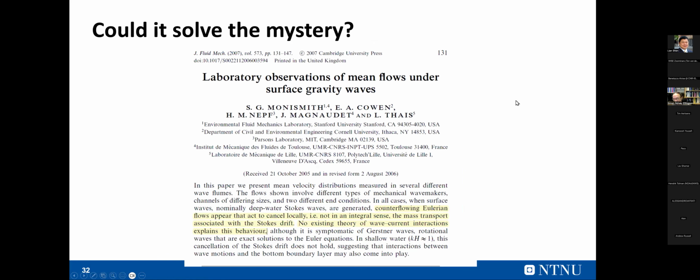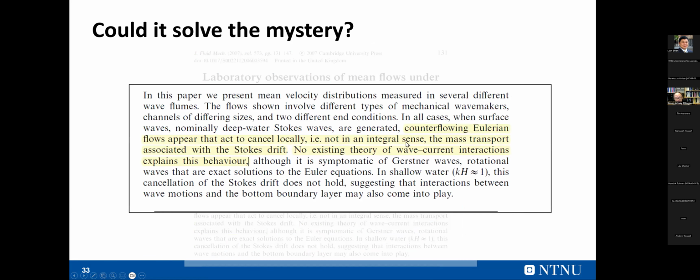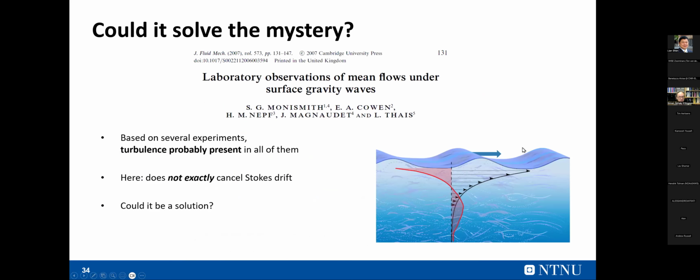Now, the question that pops into my and other people's minds, I suppose, is this paper a few years ago by Monosmith, Cowan, Nepf, Magnaudet, and Tai, who analyzed a number of different experiments and found, bafflingly, that there was always a counterflowing Eulerian flow, which seemed to locally cancel the Stokes drift, not just globally like the Eulerian return flow that we know. And they say no existing theory of wave current interaction explains this. So a question, could this be it? I just put it out as a question at the moment.